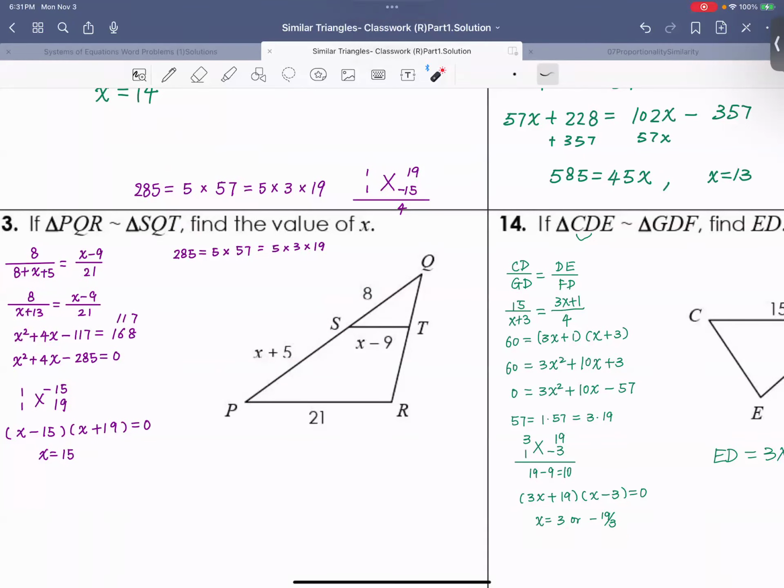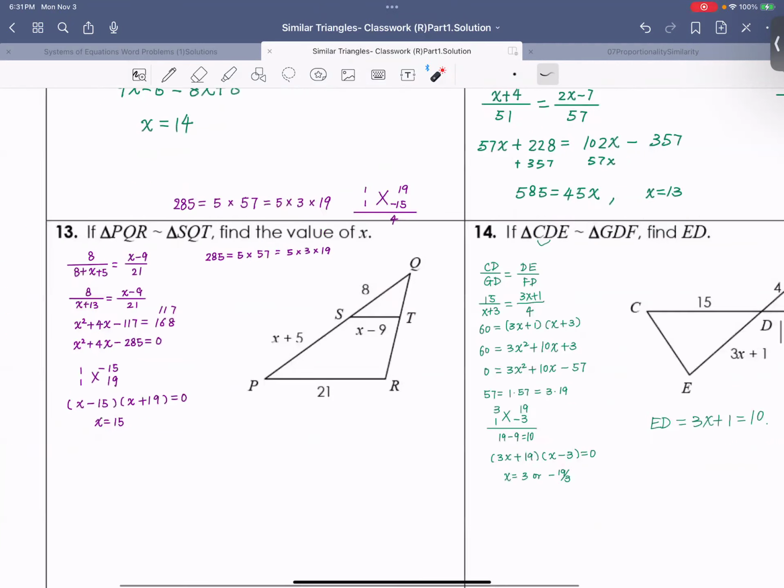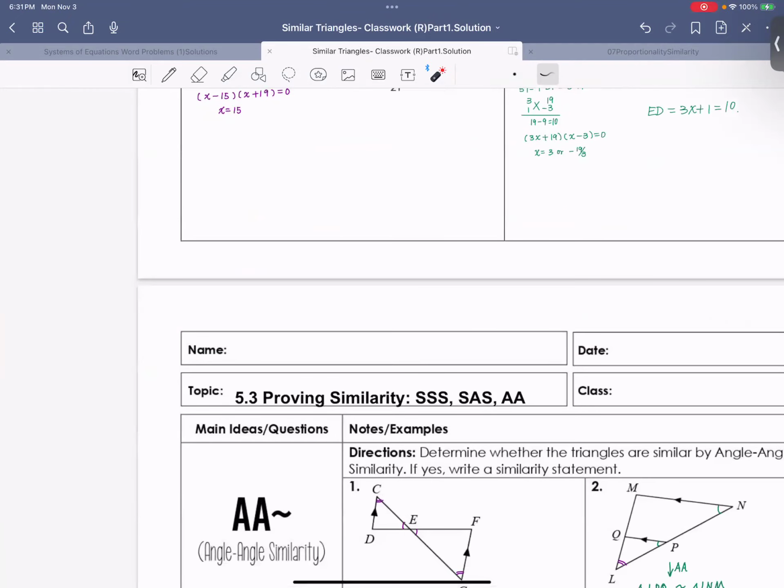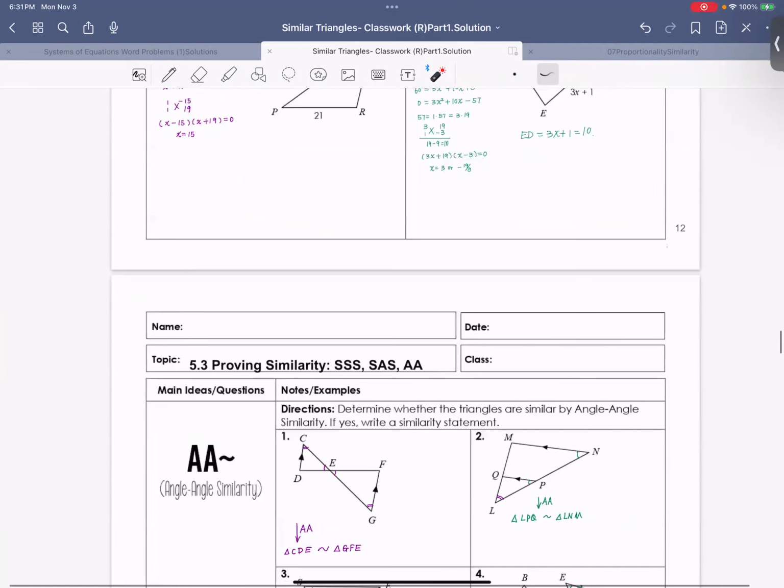We have 3 weeks for the triangle similarity. So in the next 2 weeks, next week is still this kind of calculation. Also, next week we will also do the triangle similarity proof.